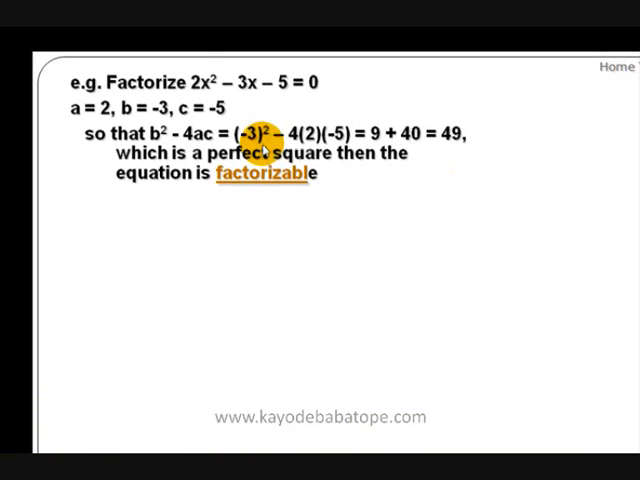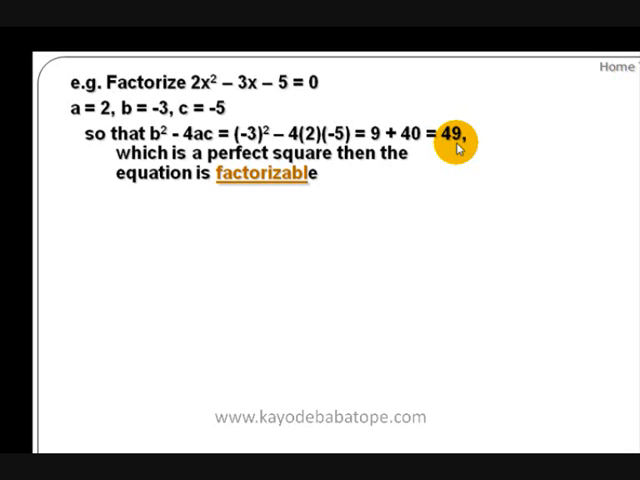For example, factorize 2x squared minus 3x minus 5 equals 0. In this example, a equals 2, okay? That is the coefficient of the squared term. b is equal to minus 3. That is the coefficient of the middle term. And c equals minus 5. That is the constant term. So therefore, b squared minus 4ac is equal to 49.